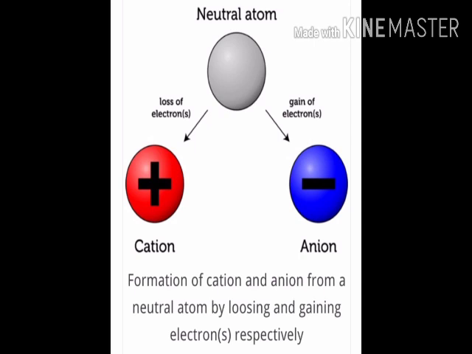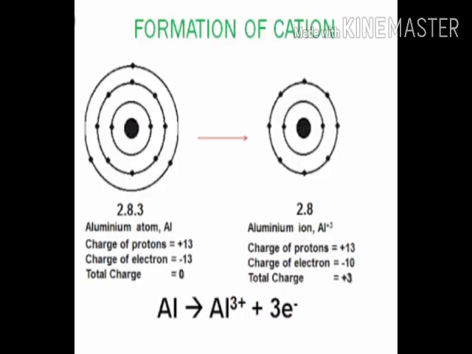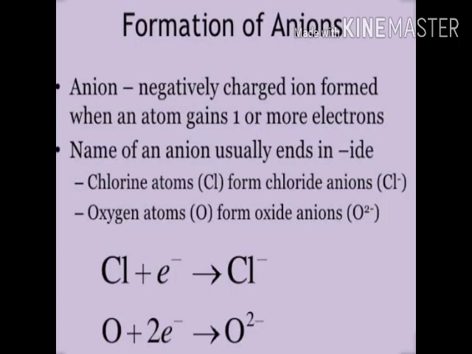Now we are going to move on to the formation of cation. As we can see from the diagram, a cation is formed when a neutral atom loses 1, 2 or 3 electrons. Like aluminium over here, having 2, 8, 3 in its electronic configuration, it loses its 3 outermost electrons to form a cation. It is Al3+.